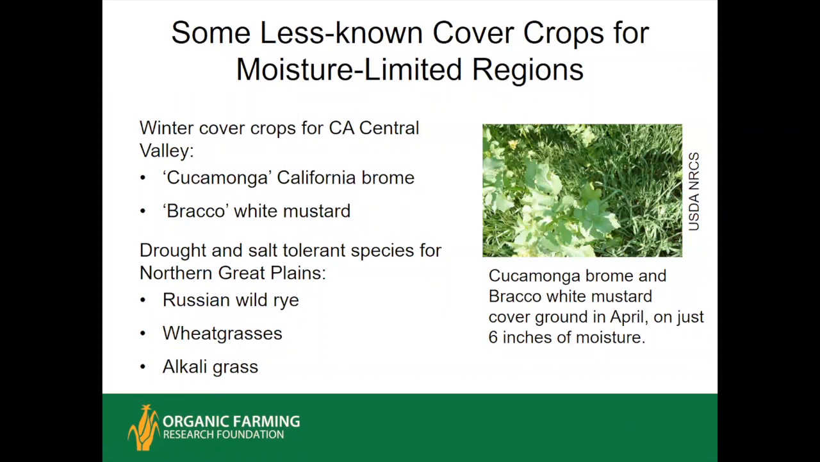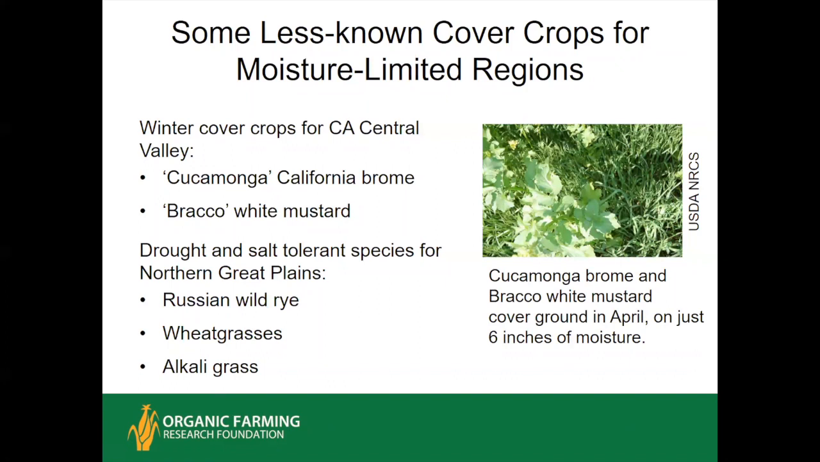And what happened is these two, which are both shown here in the mixture, the Cucamonga brome and the Braco white mustard, even though there was no rain from the time of planting essentially until February, only a half an inch, and then a decent amount of rain in February and March, about 5.5 inches, on that very limited amount of additional rainfall, they generated around 11,000 pounds per acre of biomass. This is what was reported.